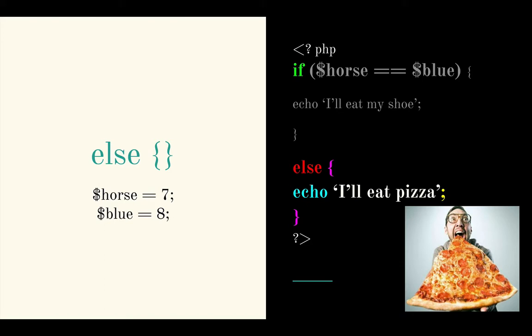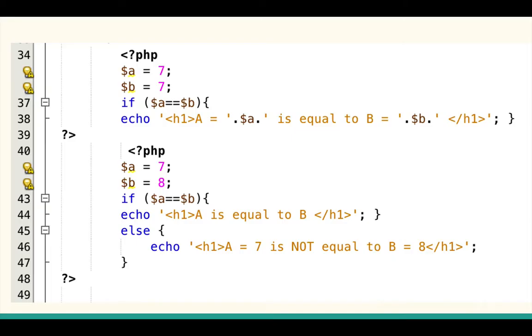The else statement is what will execute the code if the condition is false. In our case above, it means we'd get to eat pizza if the horse wasn't blue. But let's see what this looks like for real. I added this code to the main section of my template.php file in our Acme project just to see what would happen. There are two statements here. One is a simple if statement that evaluates to be true. And then the next one is an if-else statement that evaluates to be false.